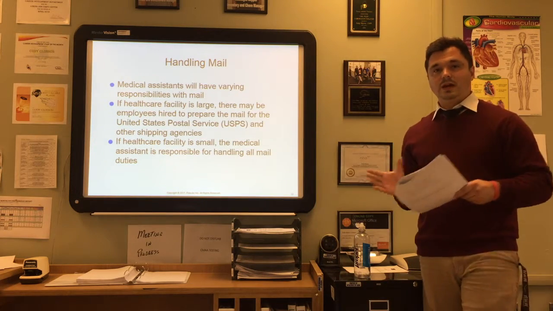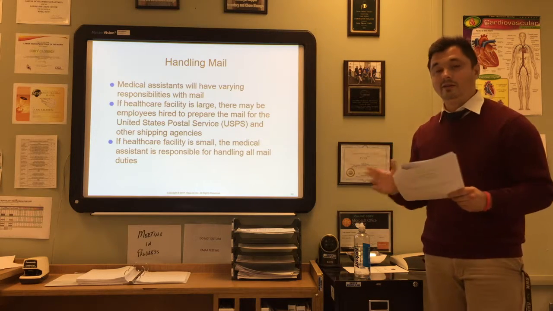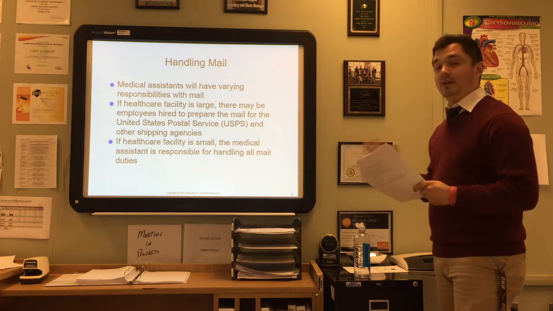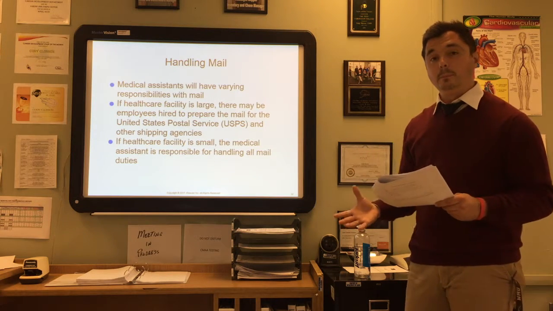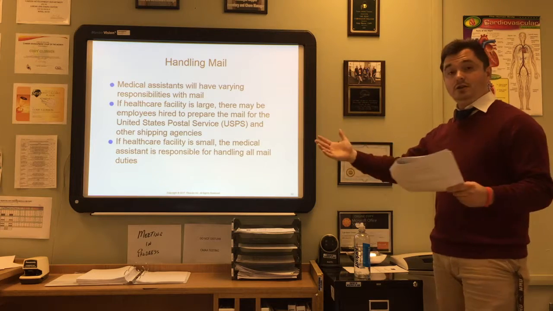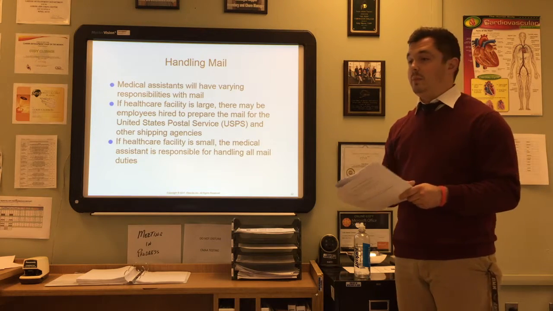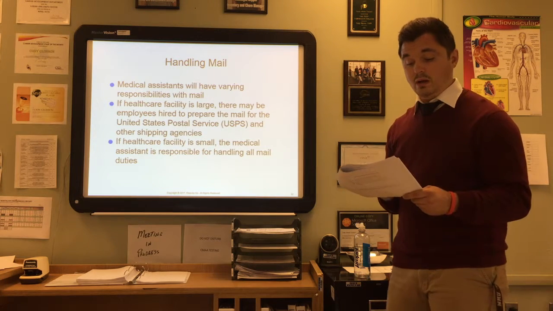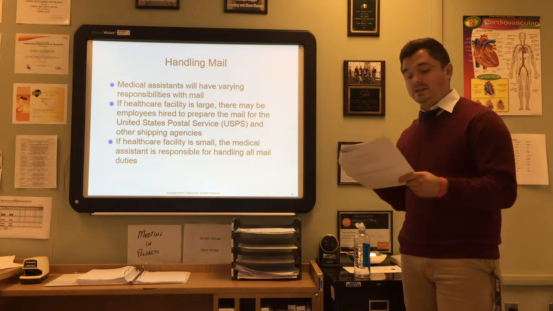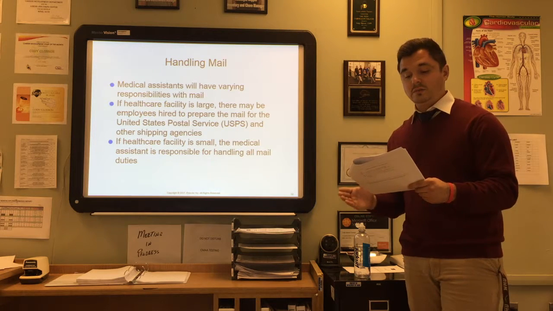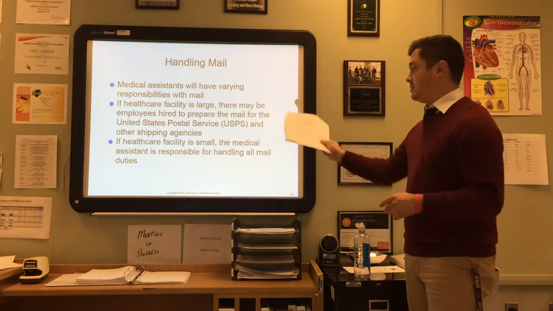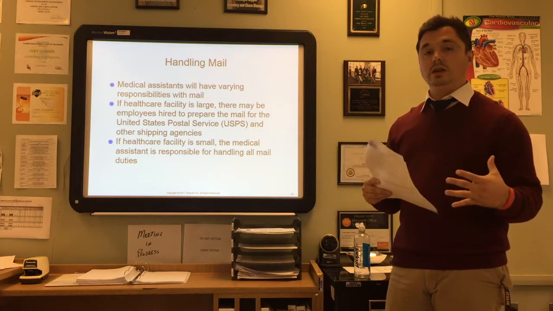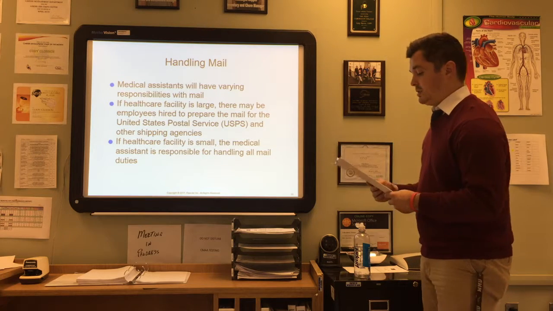So that leads our way into handling mail and mailing procedures. A medical assistant's role will have varying responsibilities with mail. If the healthcare facility is large, there may be an employee hired to prepare mail for the United States Postal Service and other shipping services as well. When a large healthcare facility hires out mail preparation, those employees will also sort incoming mail. So they're not just working with sorting and getting outgoing mail ready, they'll also handle and sort incoming mail and get it to the proper person.